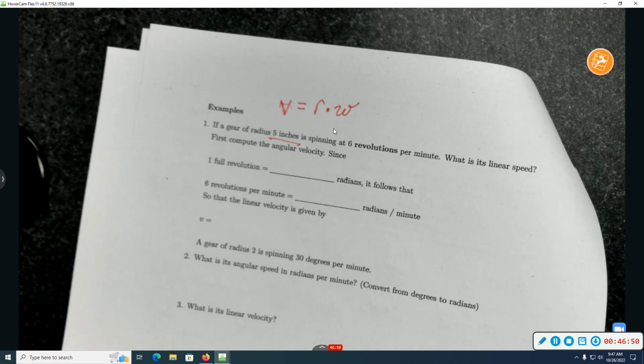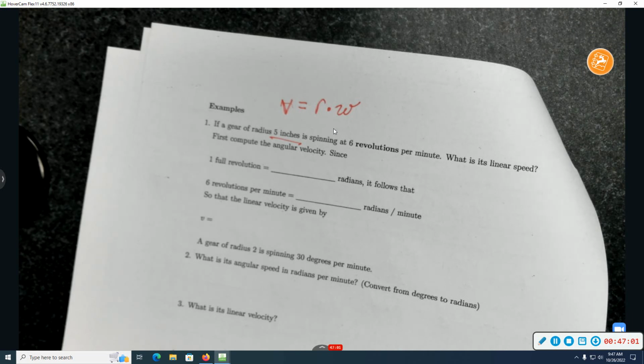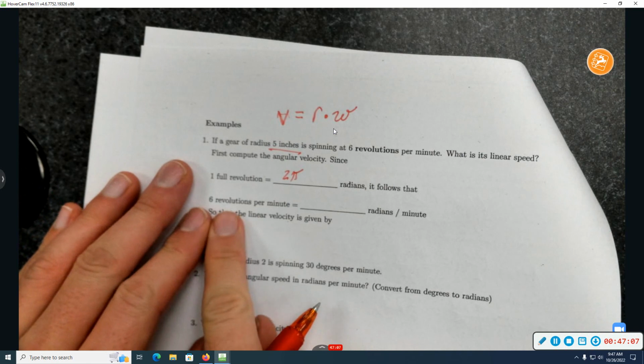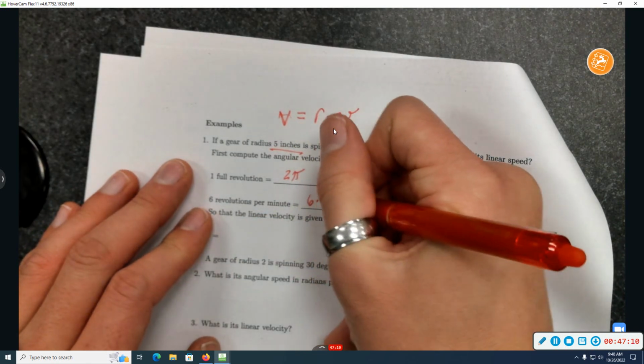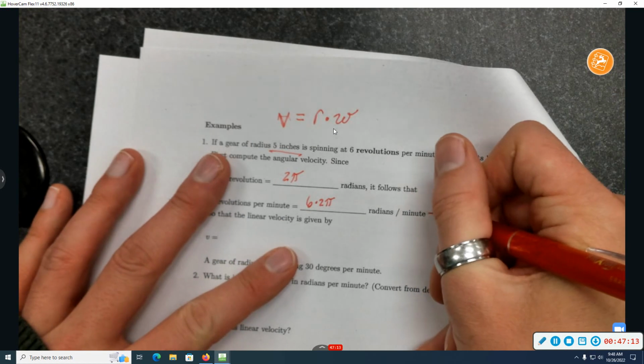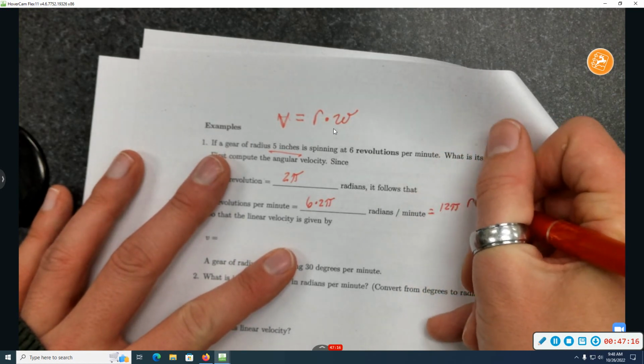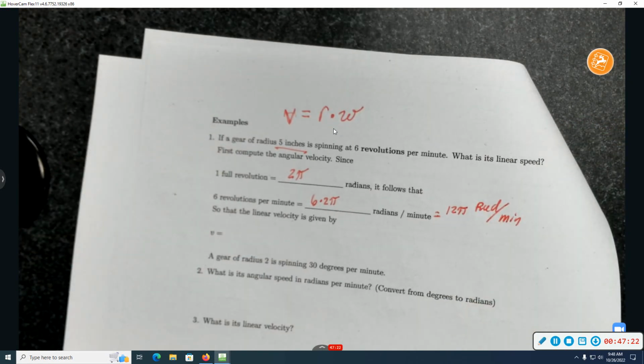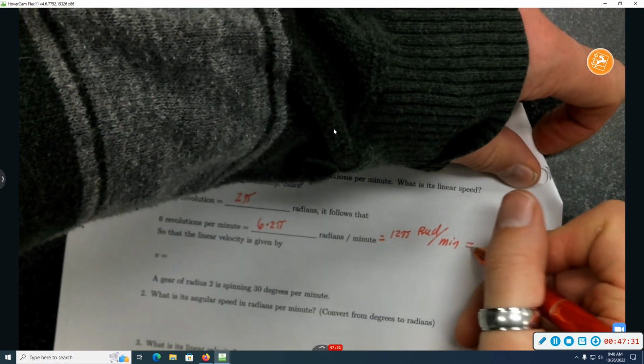But is our angular velocity measured in radians yet? No, it's given in revolutions per minute. How many radians is it per full revolution? 2 pi. So 1 full revolution is 2 pi radians. That means 6 revolutions per minute is 6 times 2 pi radians per minute, also known as 12 pi radians per minute. Oh, nice. Does that tell me what omega is in radians now? Yeah, so there's my choice of omega.